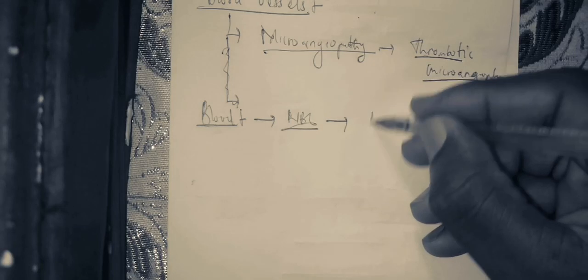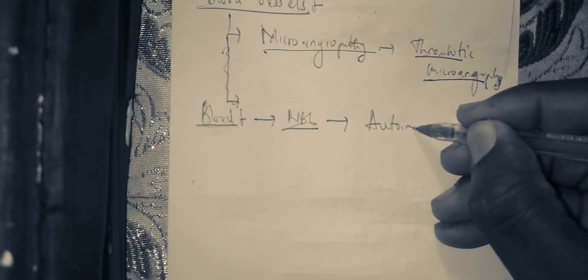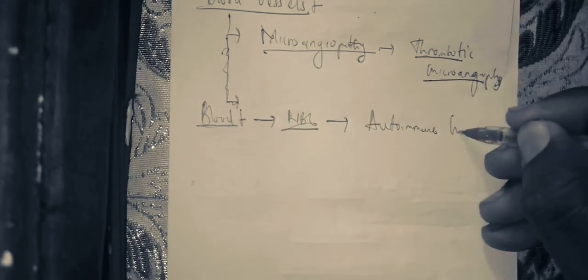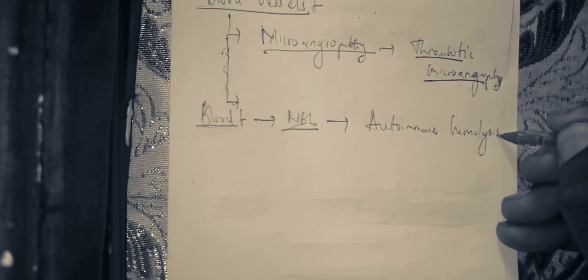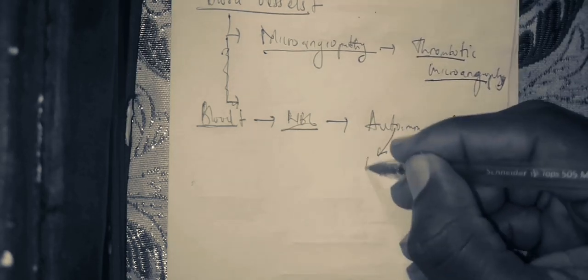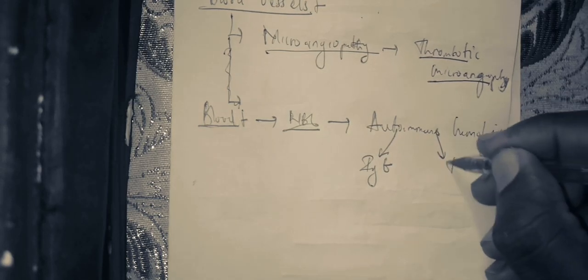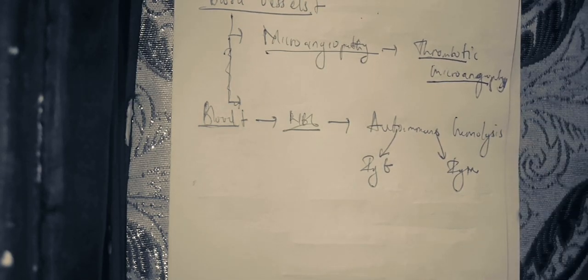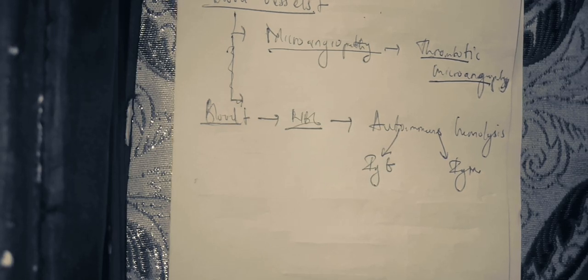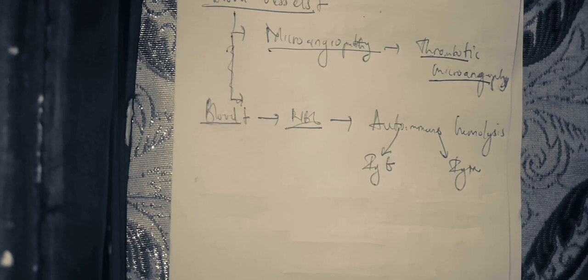How? By the production of the antibodies. So we have what is called autoimmune hemolysis. Is it clear? You have autoimmune hemolysis due to the production of IgG and IgM, which are against the red blood cells of the body.